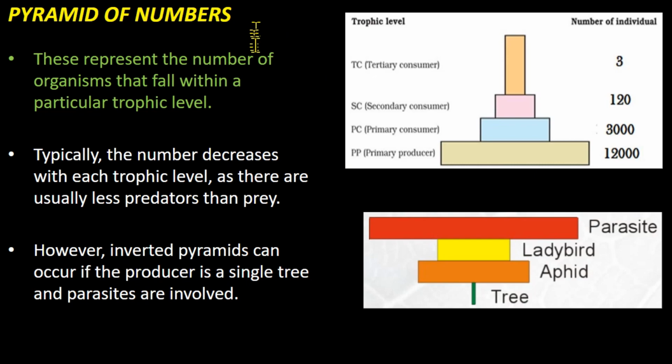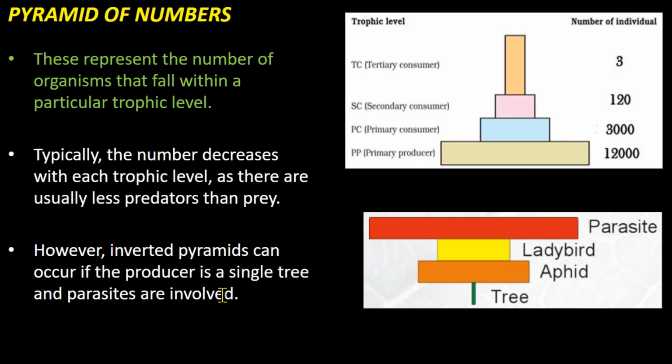The pyramid of numbers represents the number of organisms that fall within a particular trophic level. So for example, here we have 12,000 producers, 3,000 primary consumers, 120 secondary, and 3 tertiary. You'll see that typically the number will decrease with each trophic level, as there are usually fewer predators than prey. So for example, here these primary consumers are rabbits, and this secondary one is snakes. You won't have more snakes than rabbits because the snakes would run out of food over time.